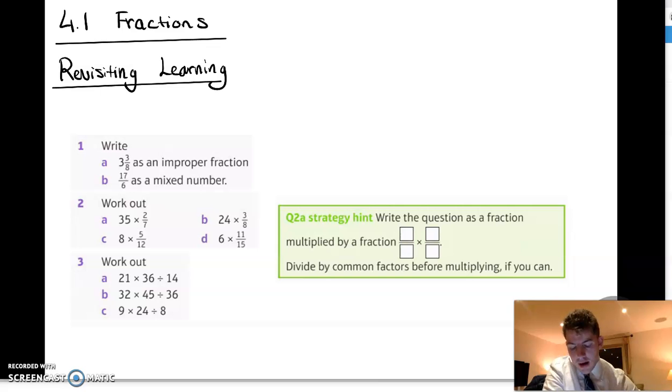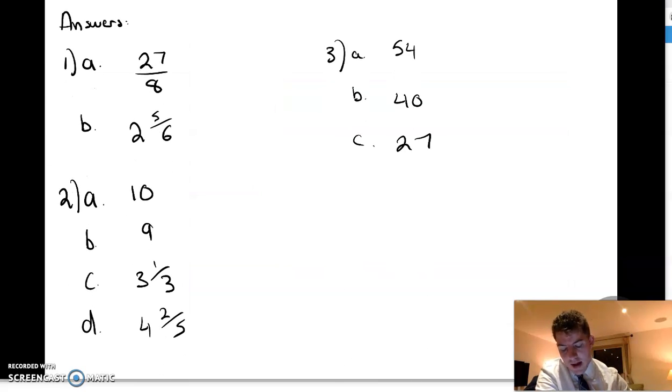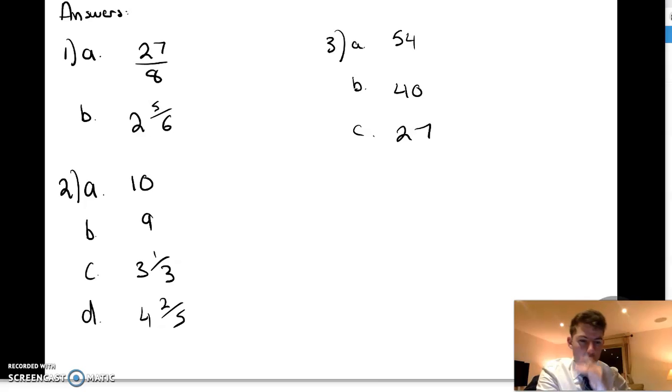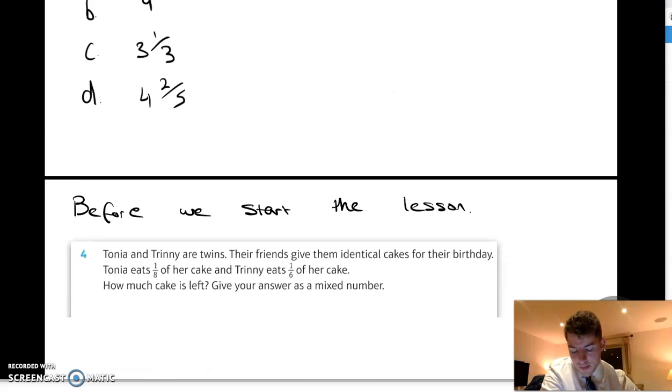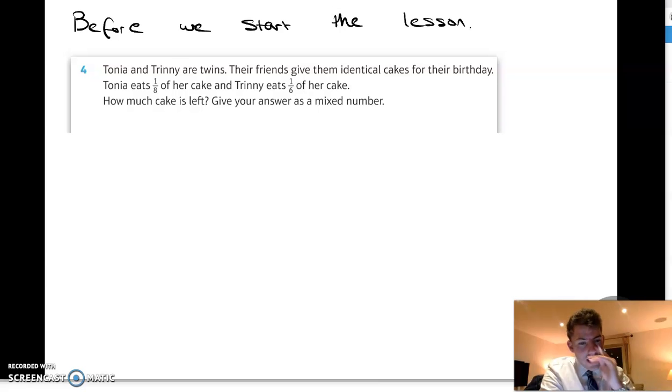Okay, so once you've done, the answers are here, so self-mark. Any issues, just comment away and I can deal with that there and then. But it should be nothing more than a warm-up. Okay, before you start, let's just have a go at this question here. Pause it, have a go, and then let's have a quick look.